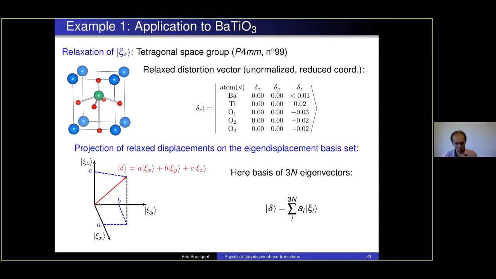This means that when you have a distortion delta of your crystal, like here for barium titanate, a distortion along Z, we can project against all the phonon eigenvectors, and we can see which type of eigenvector displacements on this basis set this distortion is coming from. The delta distortion that I'm writing here can have a component against all the phonon eigenvectors of the phonon calculation we have done at the cubic level.